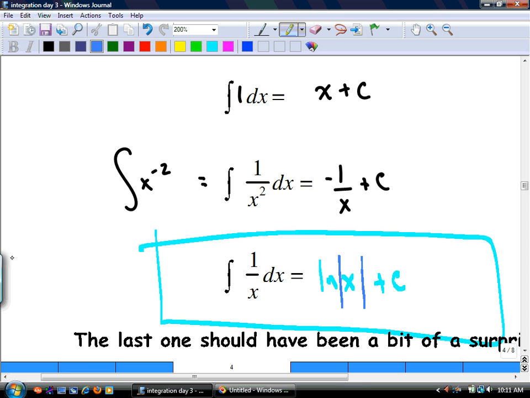But if you look at it, I've set you up, right? Power rule, undoing the power rule, undoing the power rule. Nope, not that one, because when you undo the power rule, you add 1, you get x to the 0, and you divide by 0. Right? That'd be bad, very bad. Okay. The last one should have been a bit of surprise.